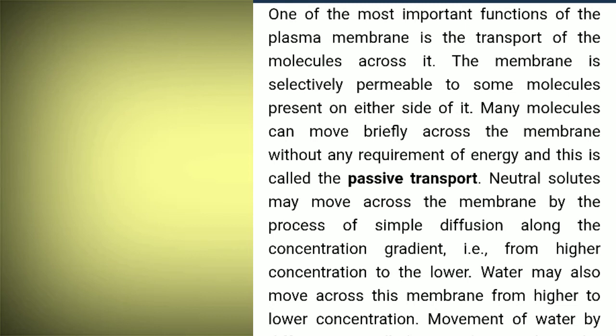One of the important functions of the plasma membrane is the transport of molecules across it. The membrane is selectively permeable to some molecules present on either side of it. Either the molecules are coming inside from the outer part of the cell, or they are about to go outside from the inner part of the cell. So that is what it means here.